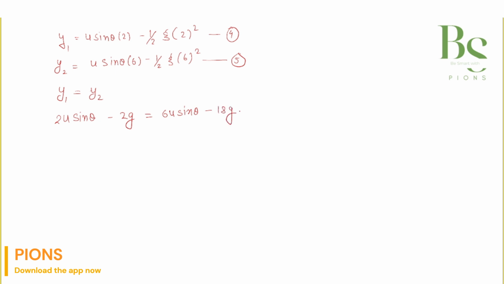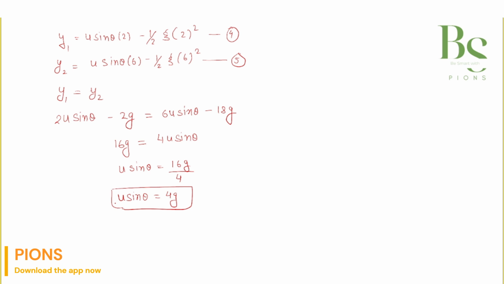I hope this is clear. So, I have taken equation 4 and equation 5, equated them and simplified. Here, taking 2u sin theta to the other side and 18g to the left hand side. So 18g minus 2g will become 16g, and 6u sin theta minus 2u sin theta will be 4u sin theta. I hope this is clear. And from here, u sin theta is nothing but 16g over 4. So u sin theta is nothing but 4g.